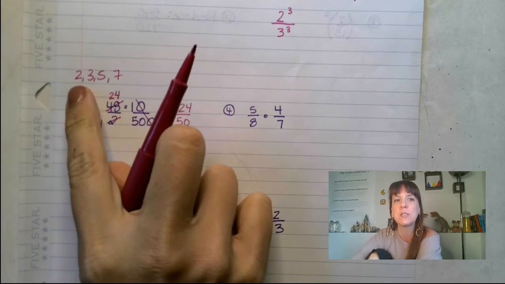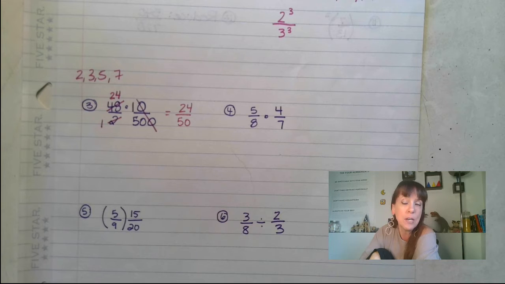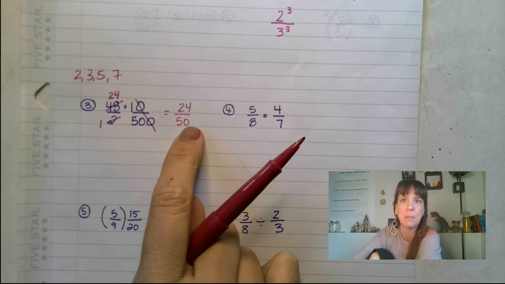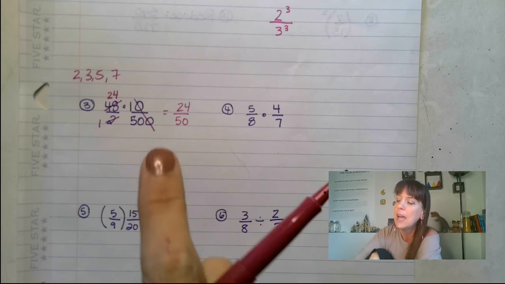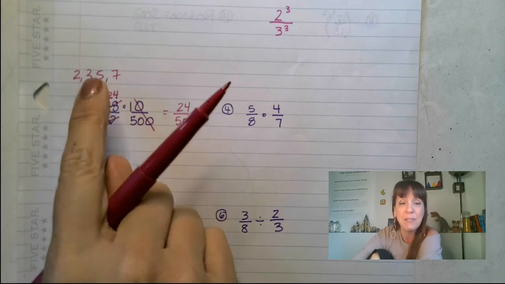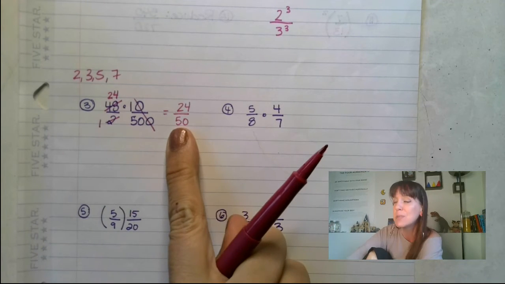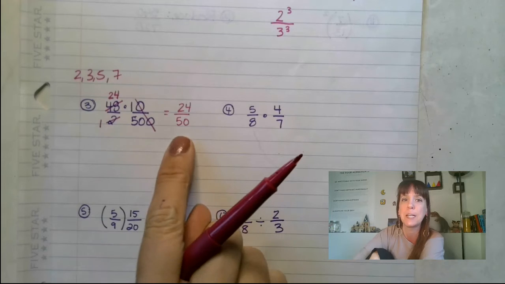But we know something is divisible by 2 if it's an even number, right? So if it ends in an even number, like these, we can divide by 2. Something is divisible by 5 if it ends in a 5 or a 0. Like this is divisible by 5, but this is not up here.